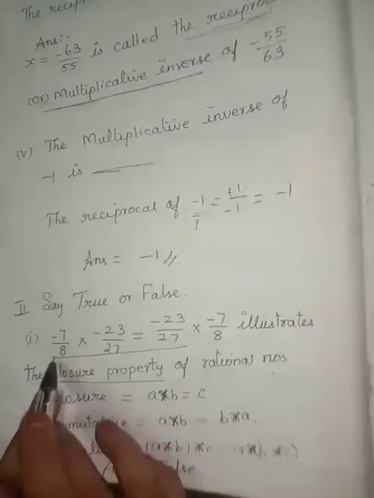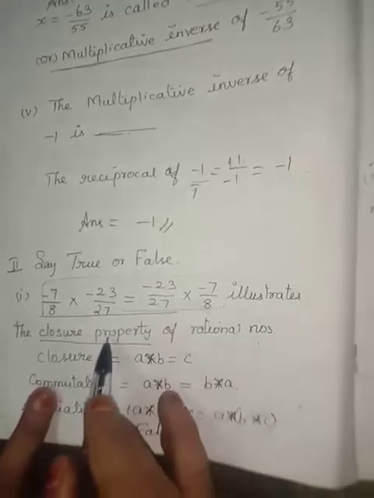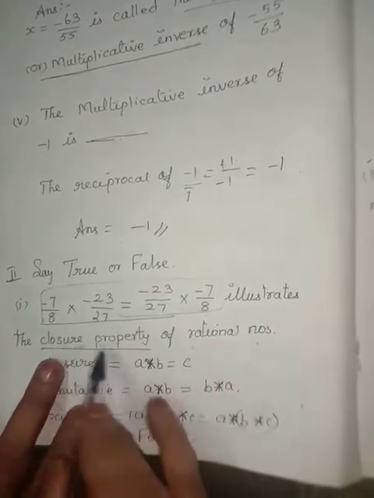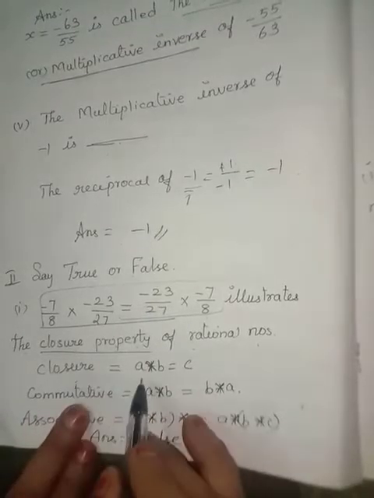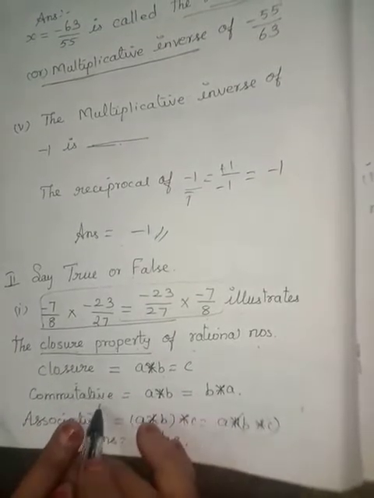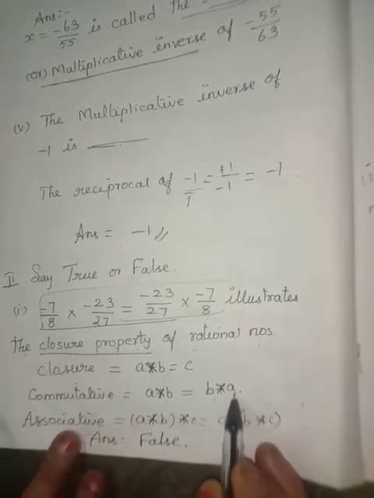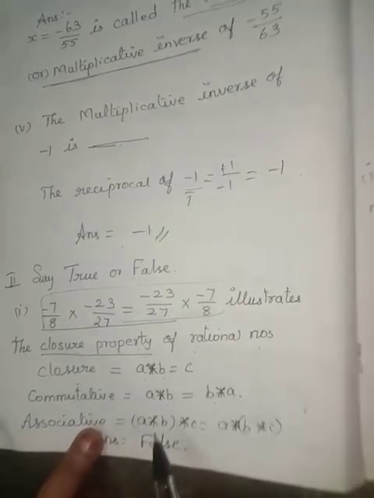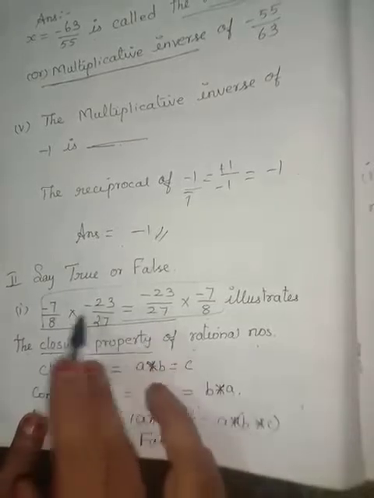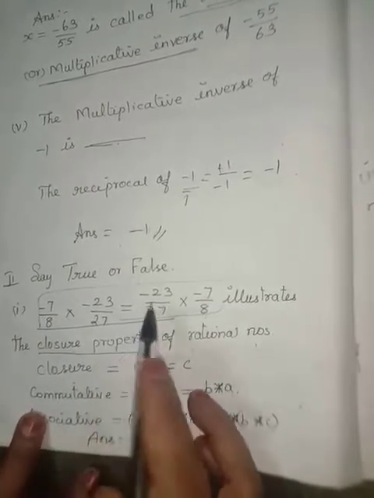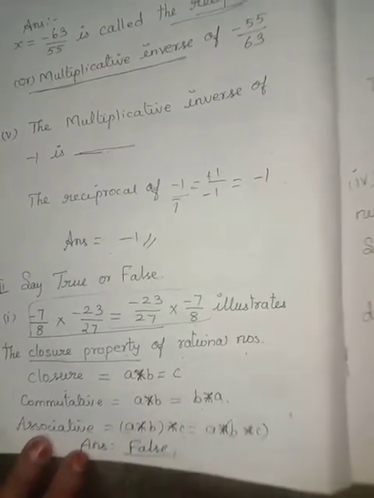Here look, this statement is like the commutative property, but they told closure property. In closure property we have two numbers. In commutative property we also have two numbers, and vice versa. If you have the associative property, we have three rational numbers. From this we can easily say that this is the commutative property, but they told closure property. That's why the statement is false.